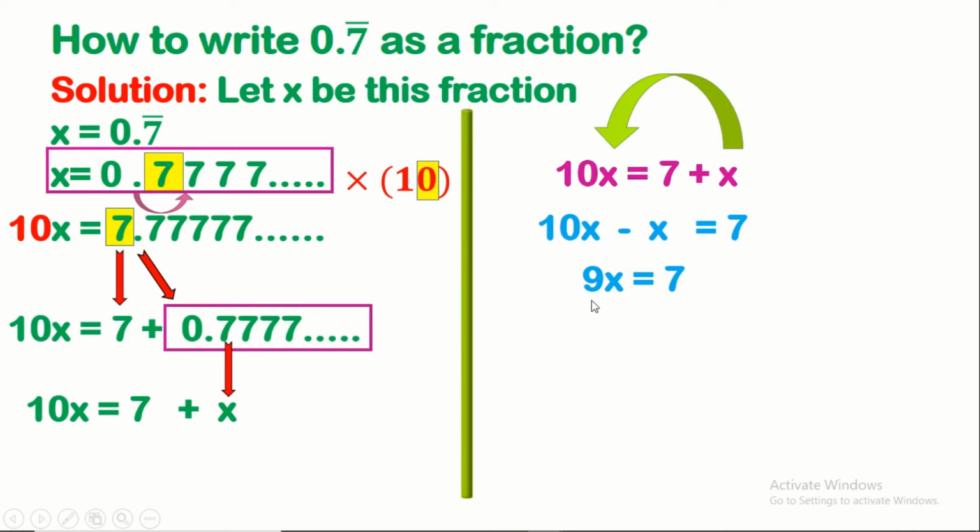Now how to find x? We move 9 to the other side of the equation. As you see, we have nothing between 9 and x, as if it's times. When we move it, times becomes divided by. So x equals 7 over 9. Well, here we can say that 0.7 bar, which is x, is exactly equal to 7 over 9.